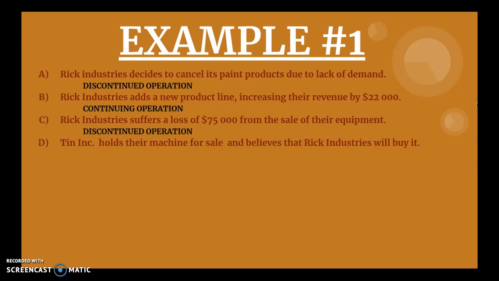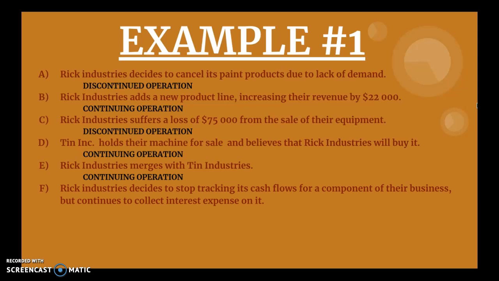Tin Incorporative holds their machine for sale and believes that Rick Industries will buy it. This is a continuing operation. Rick Industries merges with Tin Industries. This is a continuing operation. Rick Industries decides to stop tracking its cash flows for a component of their business but continues to collect interest expense on it. This is a discontinued operation.